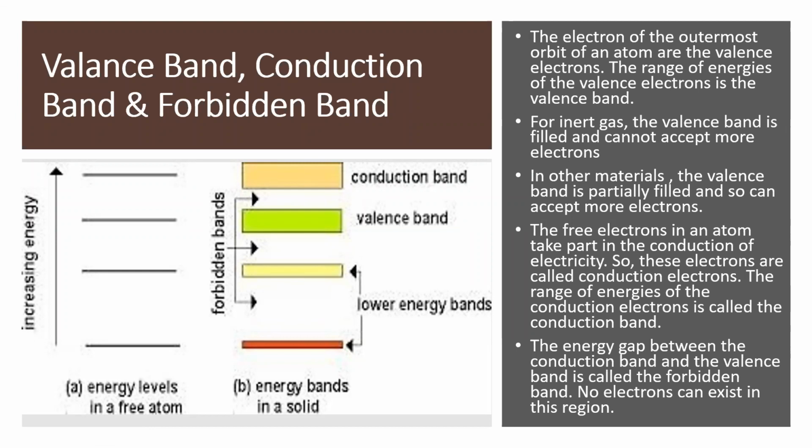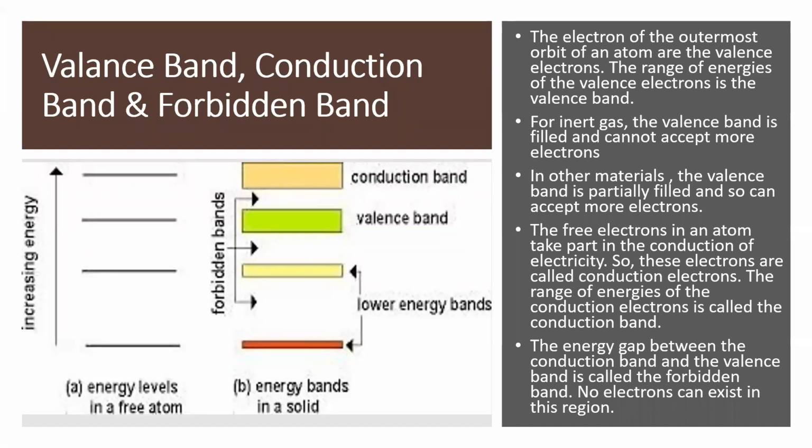Noble gases or inert gases have 8 electrons in their outermost shell, the valence shell. Eight electrons is the maximum they can have, and they cannot accept more electrons. So they are full. For inert gases, we can say the valence band is filled. No more electrons can be accepted. But in other materials, the valence band is partially filled. For example, if an atom has only 5 electrons in its outermost shell, it can have 3 more electrons.